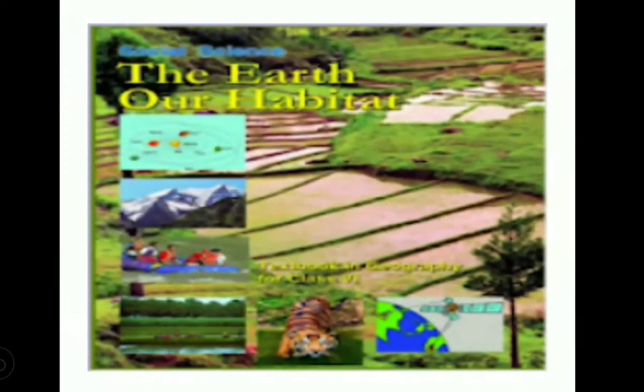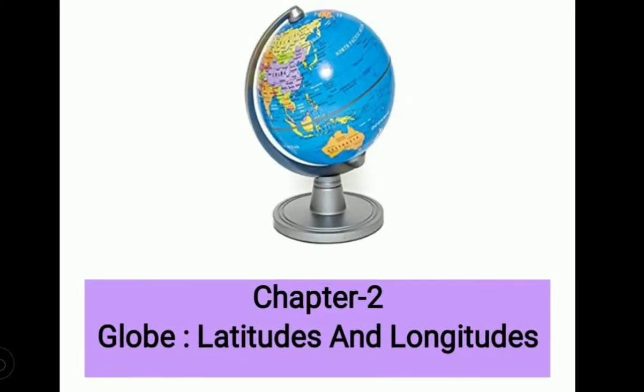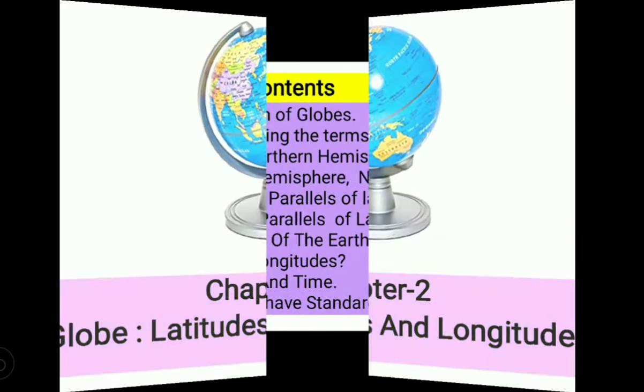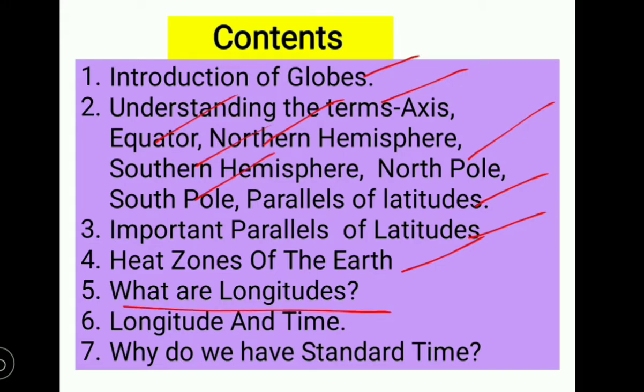Dear students, in the previous video class, we started NCERT class 6 geography chapter number 2, Globe, Latitudes and Longitudes. Dear children, in the previous video class, we discussed the topics: introduction of globes, understanding the terms like axis, equator, northern hemisphere, southern hemisphere, north pole, south pole, parallels of latitudes, important parallels of latitudes, and heat zones of the earth. Now in the present video class we are going to discuss what longitudes are. So let us start with the longitudes.